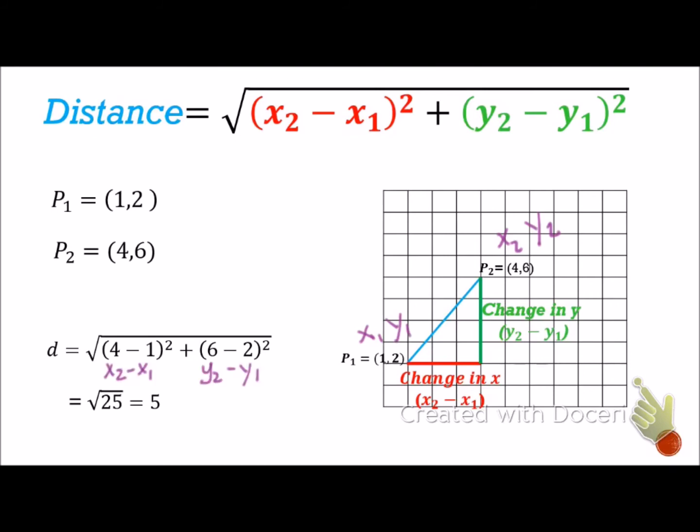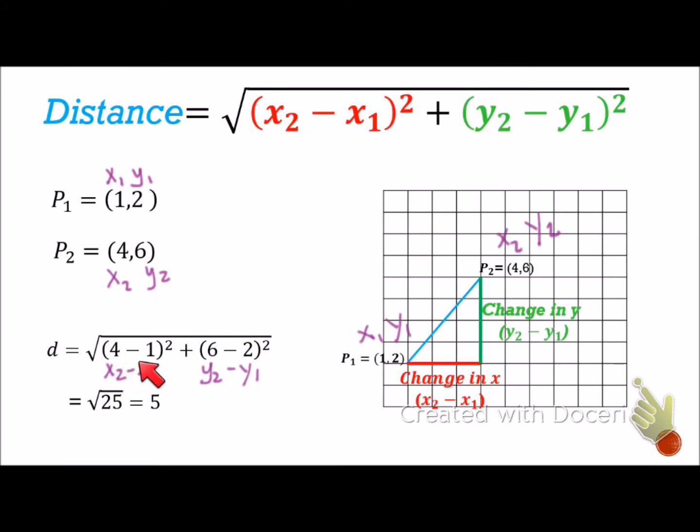Alright, so then I can put this into the formula. Let me label it here on my notes as well. That way you can visibly see this 4 right here comes from the second point, the x in the second point. The 1 comes from the x1 from my first point. And likewise, my 6 comes from the y2, and my 2 comes from this y1.